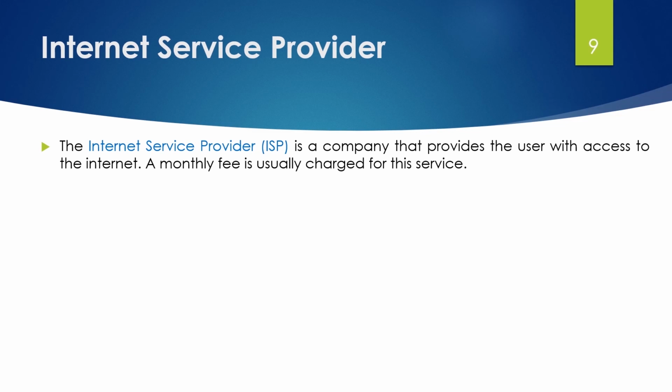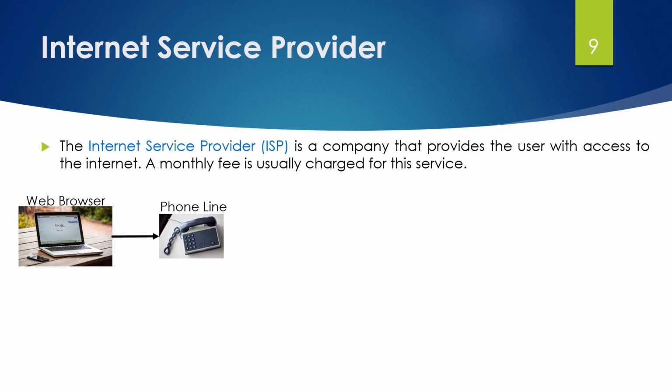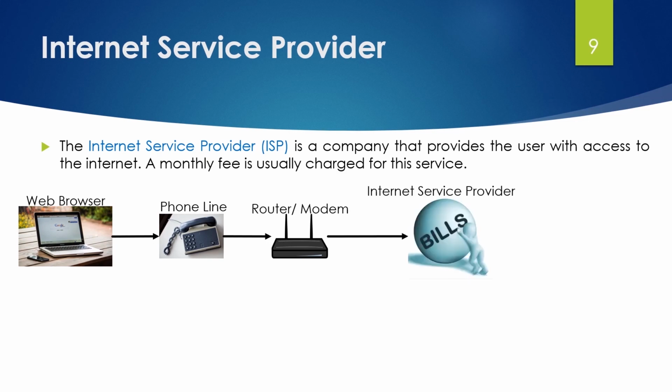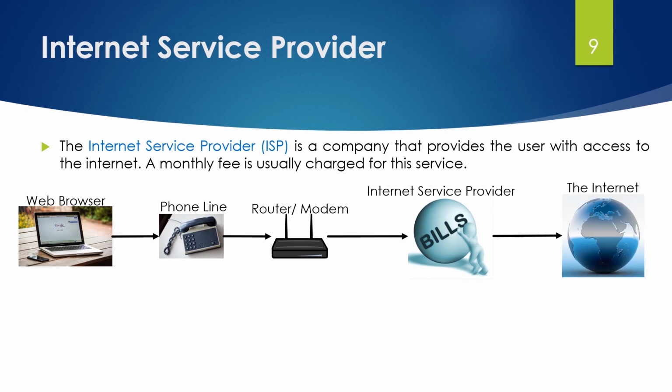Now we are going to see how the Internet Service Provider connects your home to the internet. Normally your laptop will be connected either through the phone line or the modem or router. And the modem or router and/or the phone line will be provided to you by the Internet Service Provider, to which you have to pay bills. Normally it is every month. And then the service provider will provide you with the internet.